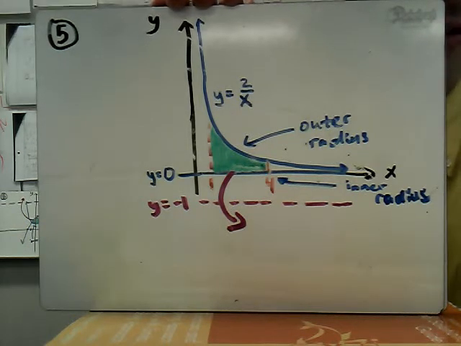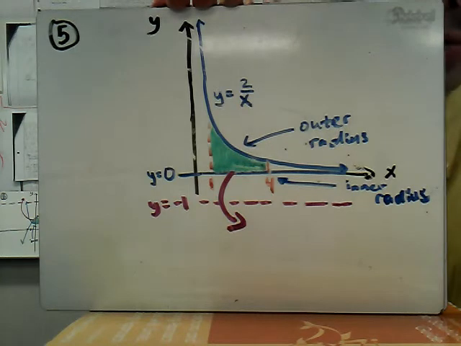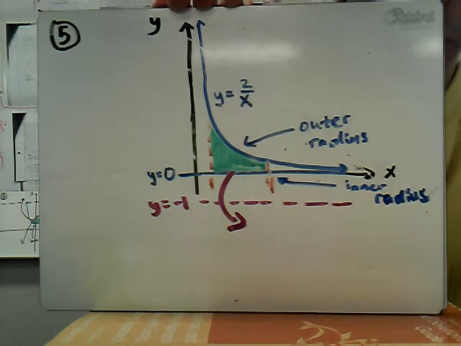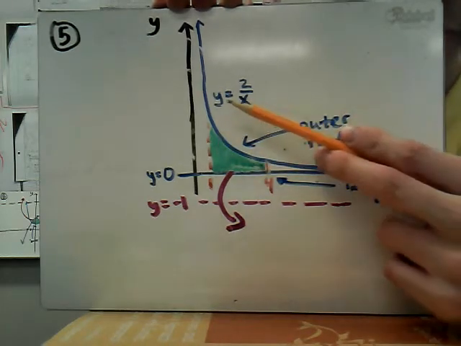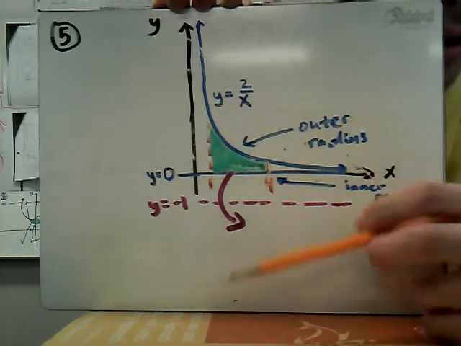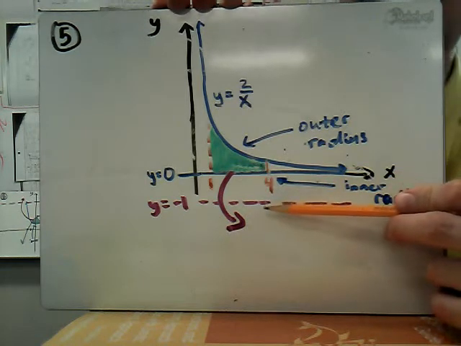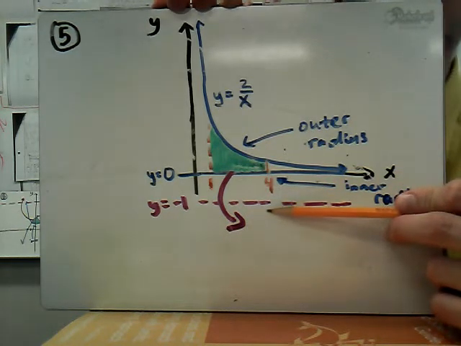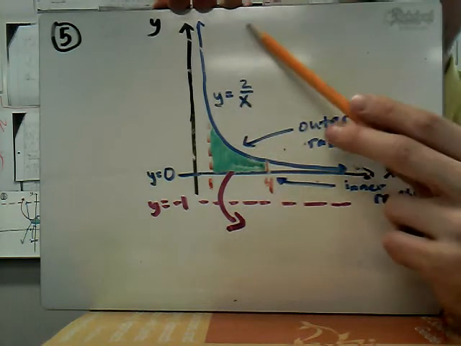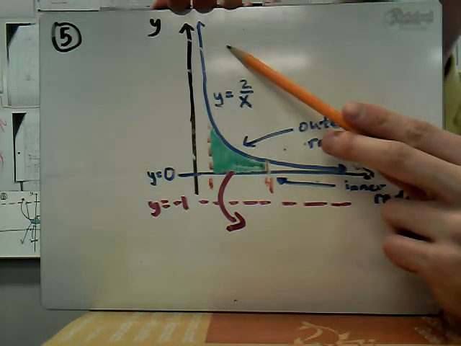In problem number 5, you're asked to find the volume of the solid obtained by rotating the region bounded by the given curves y equals 2 over x and y is equal to 0 around the given line y is equal to -1. So the first thing that we need to look at is a picture.